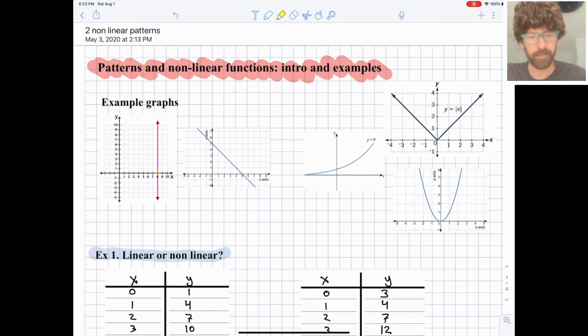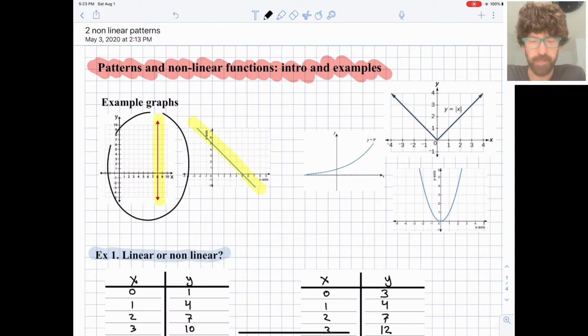So here are two examples of linear functions, although a preview for down the road, this one right here is officially not a function because it is a vertical line. It doesn't fall in the category of functions. But this second one right here is definitely a linear function. So in contrast, we will be looking at nonlinear functions today, essentially functions that have curves to them.